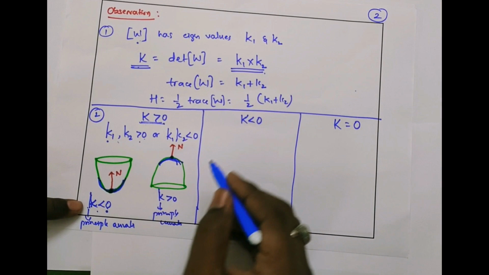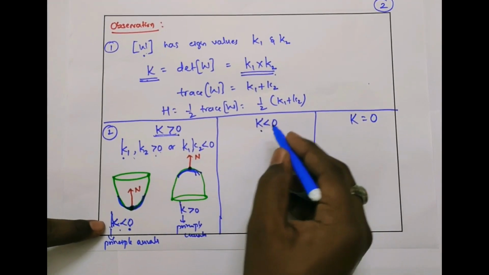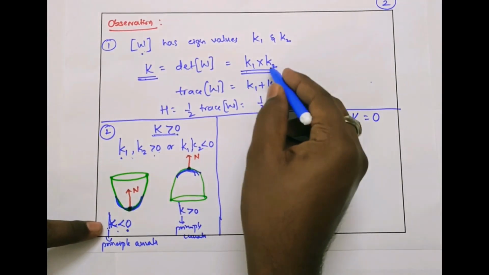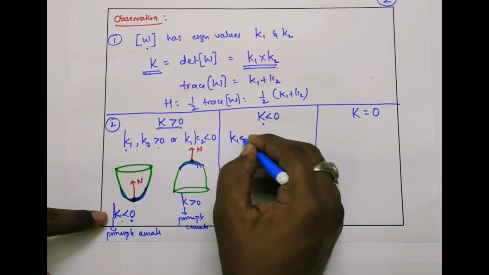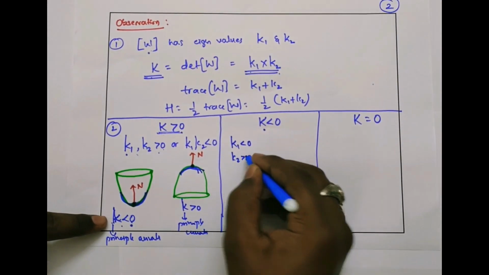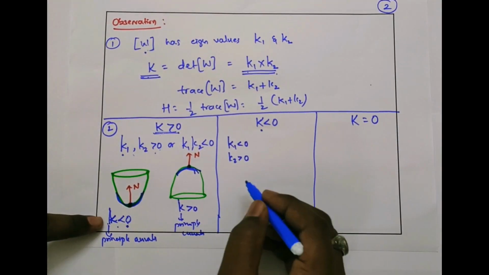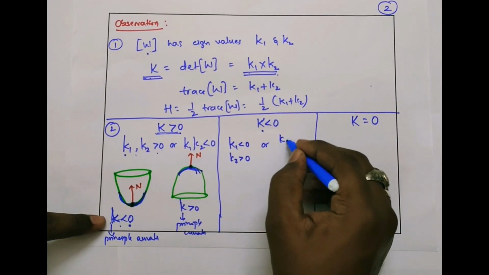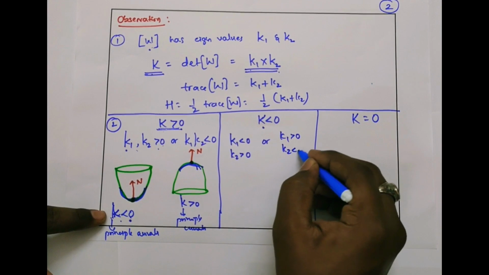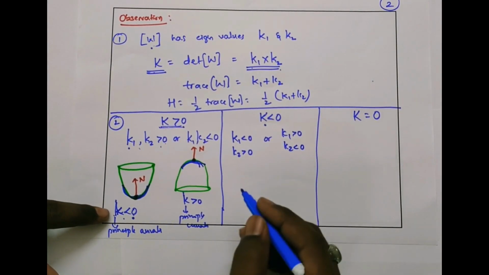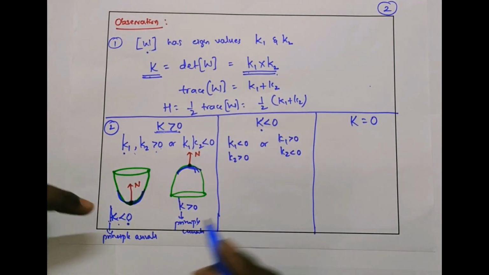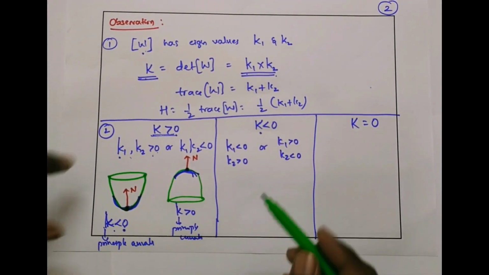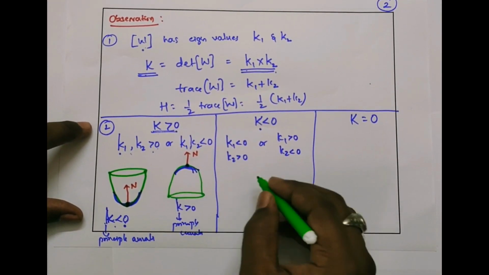Now coming to the second case, what do you mean by K less than 0? We know that it can happen provided one among them is negative, isn't it? So that means my k1 can be less than 0 and k2 can be greater than 0. In that case the product will be negative. Or my k1 can be greater than 0 and k2 less than 0. Do we have a surface and can we see a point on the surface where we get the Gaussian curvature less than 0? Yes. Try to observe this figure.